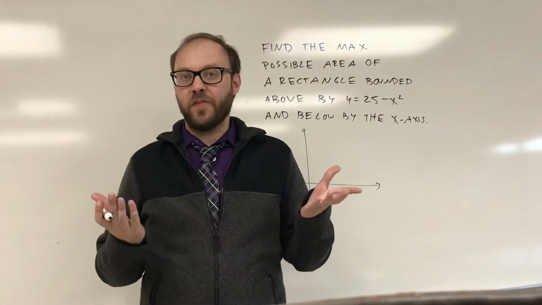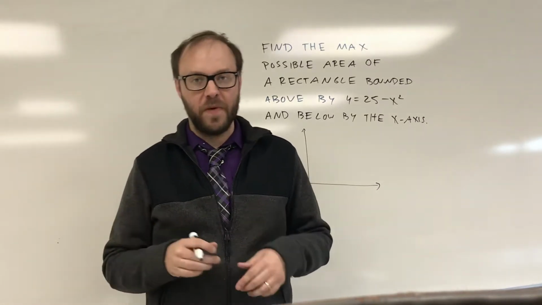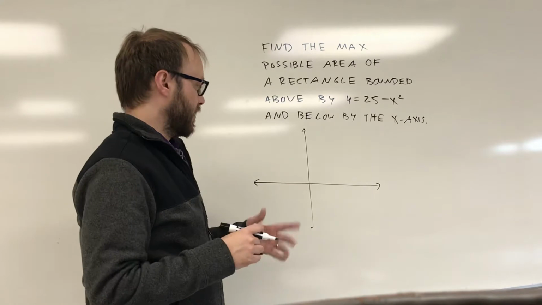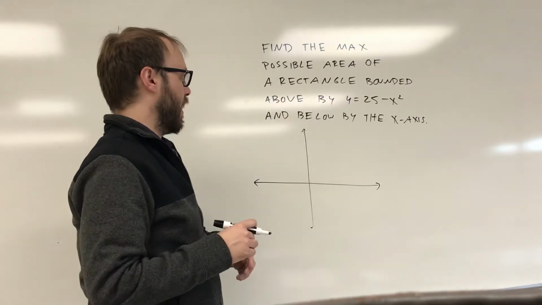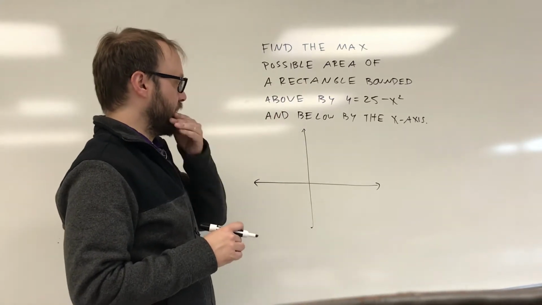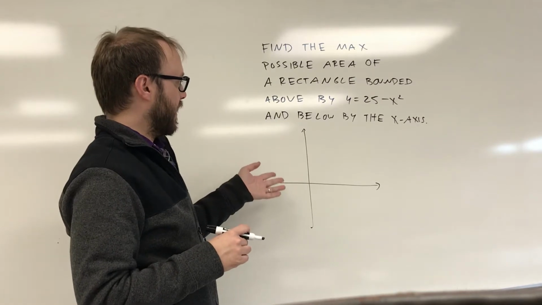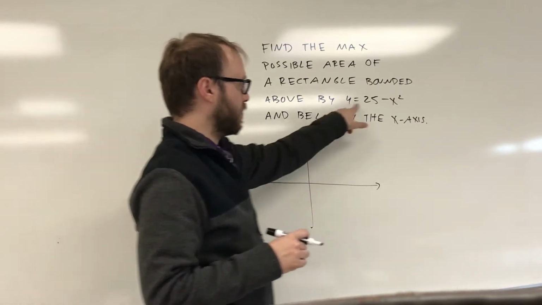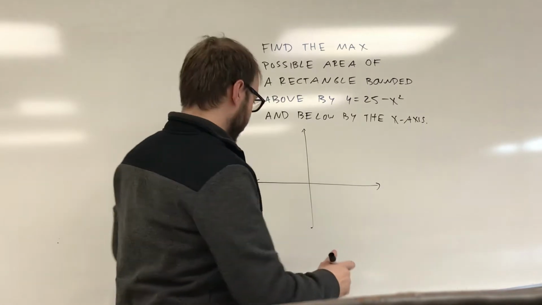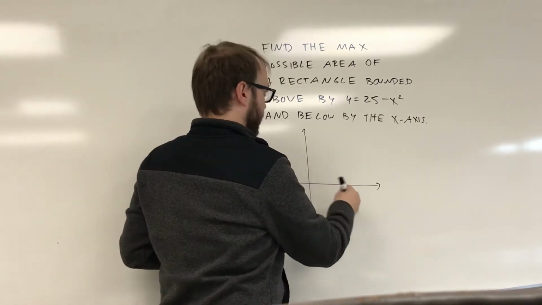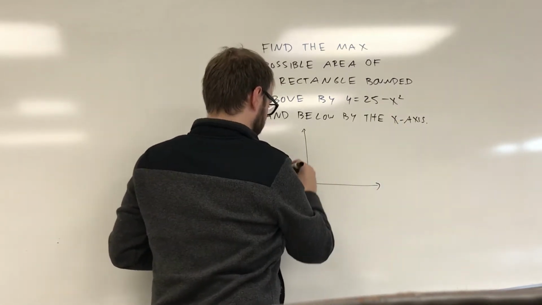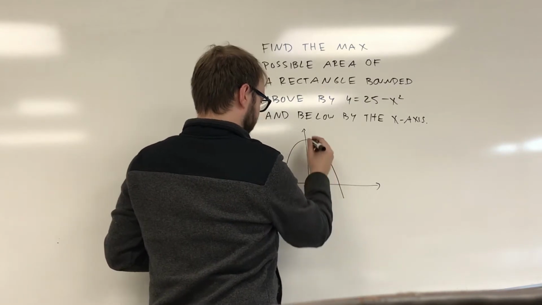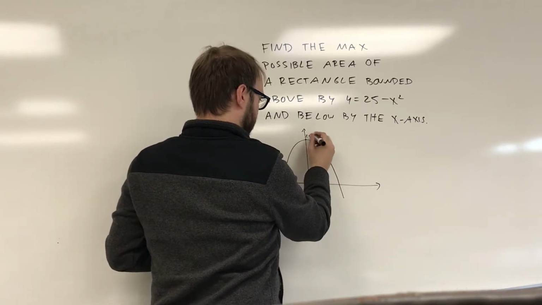This is an example of another pretty well-known type of max-min problem. Sometimes you'll be given some kind of description of a function. So in this particular case, you can see they're telling me that I have a function bounded above by y equals 25 minus x squared. That's an upside-down parabola. When x is 0, the vertex is going to pass through 25 on the y-axis. It's going to look something kind of like that.